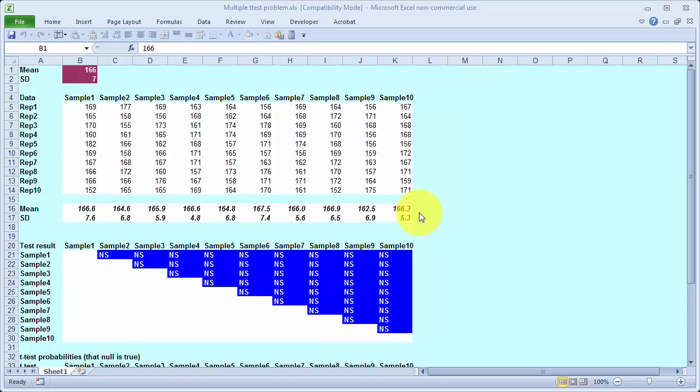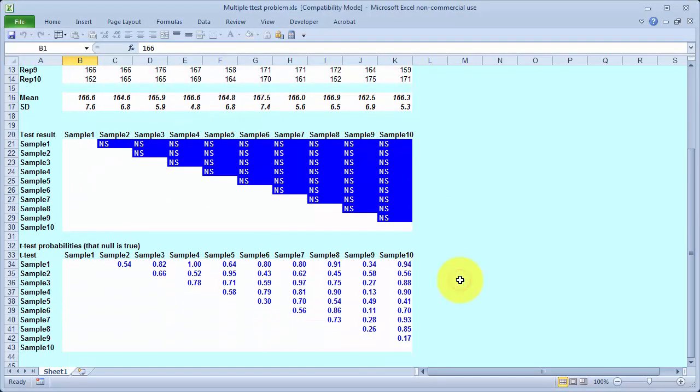That's due to normal random variation. Under the data, I'm putting the results of independent t-tests comparing the samples. So the top row is comparing sample 1 to every other sample. You can see they're all non-significant. Next is sample 2 against all others, and they're all non-significant.